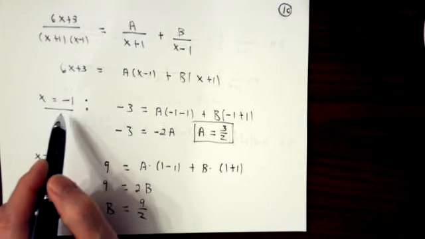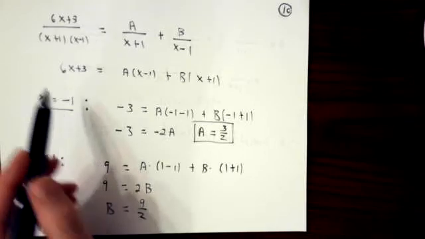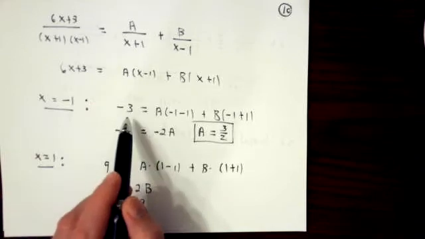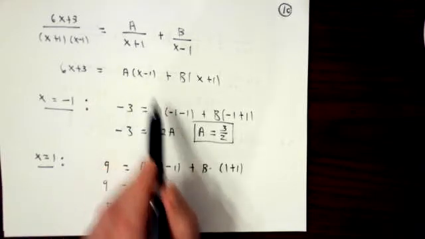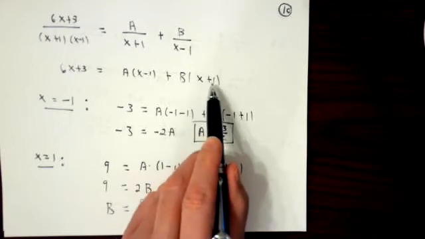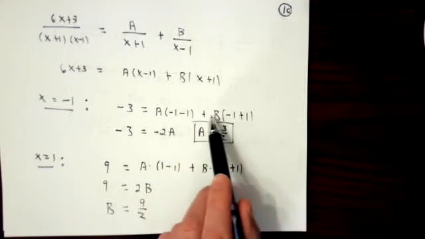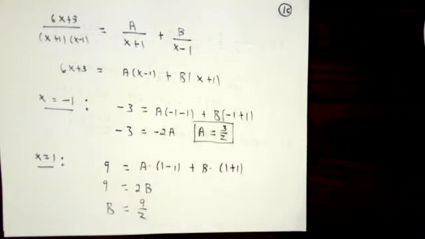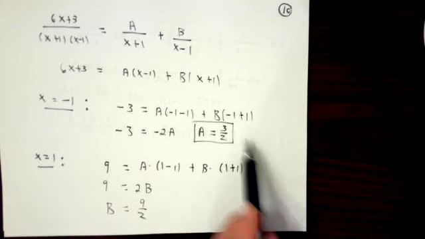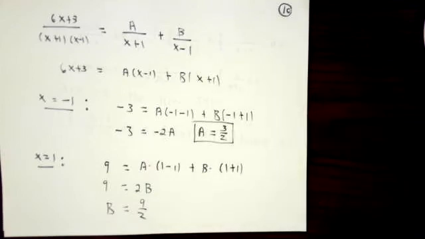If you put x equal -1 into this, 6 times -1 plus 3 is -3. -1 minus 1 is -2. -1 plus 1 is 0. So the part with the b in it goes away. This has to be true. So that tells me that a is 3/2.